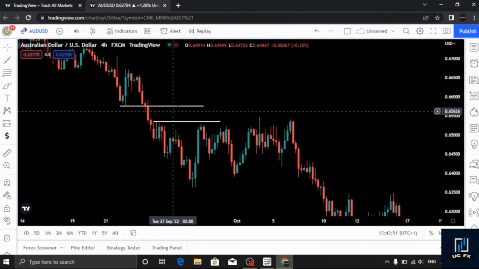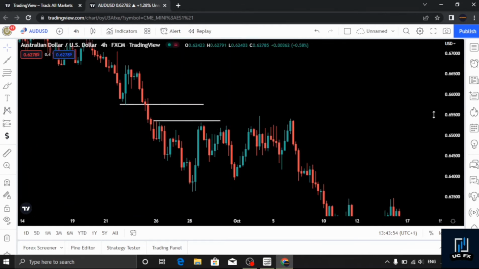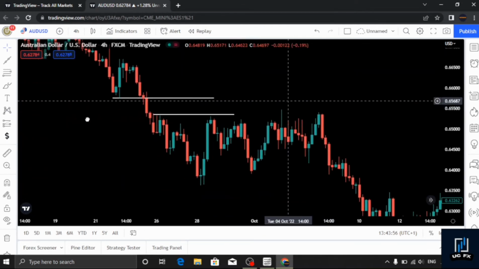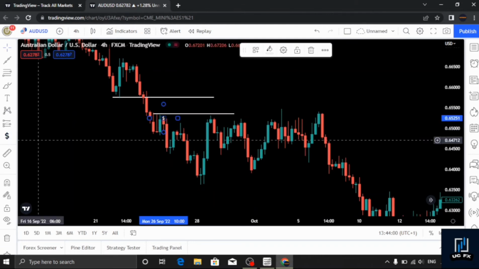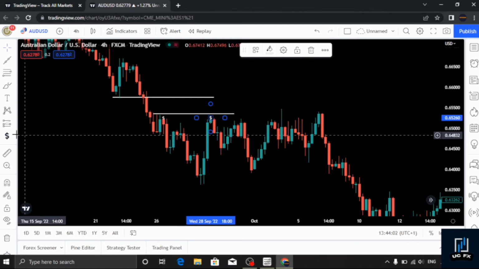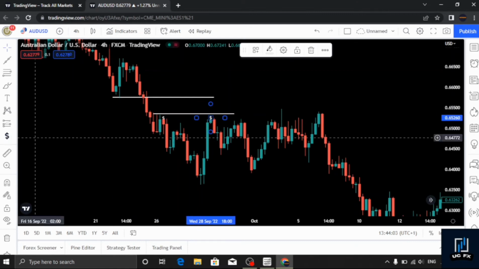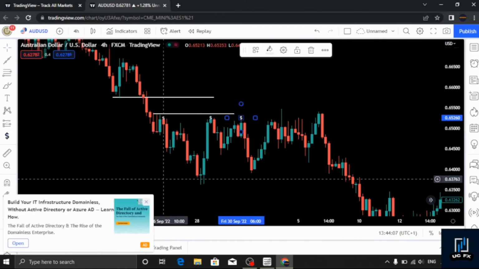So this area is our imbalance, and as you can see, there were tons of liquidity inside this area. Many people were trying to sell from this point as price kept touching this area.